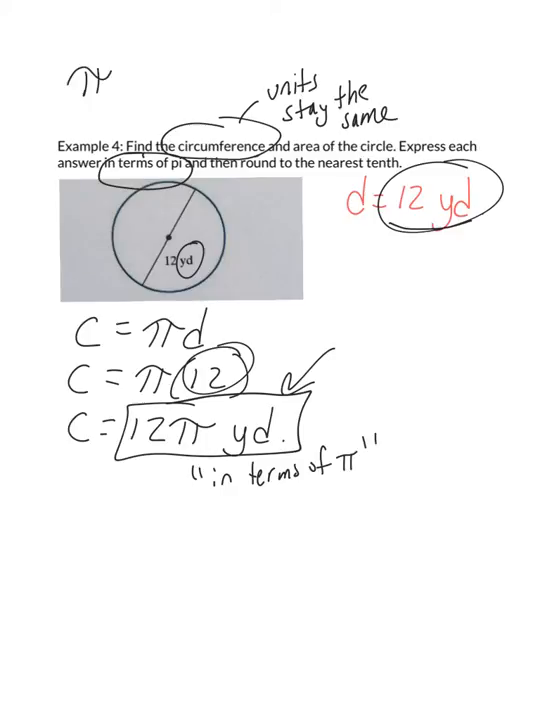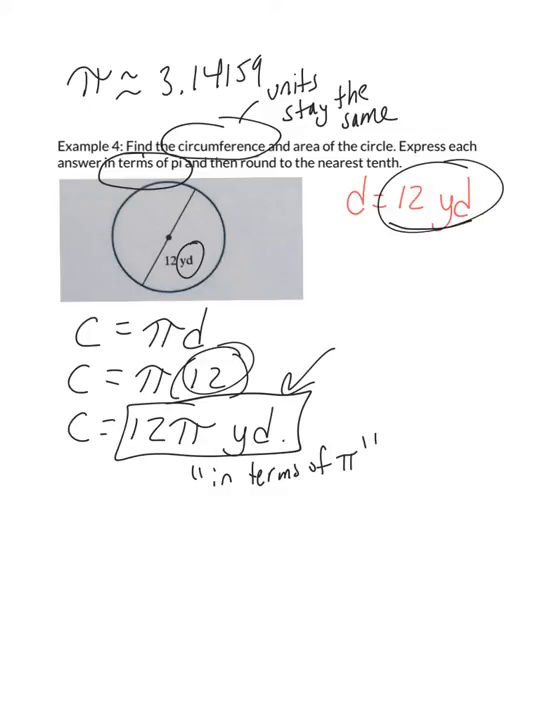It is an irrational number, meaning it's a decimal that never ends, nor does it repeat the same pattern. It's approximately 3.14159, approximately, but it does go on forever. But 12 pi yards is the first answer they're looking for.